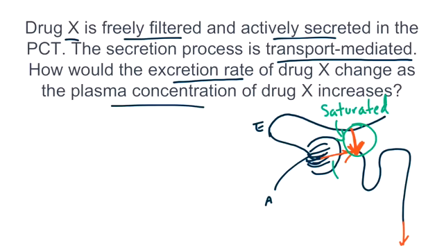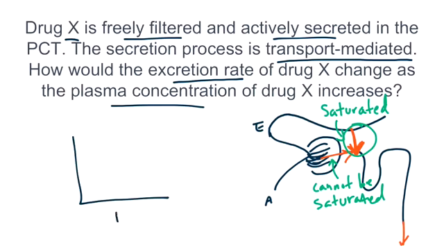On the other hand, the filtration process here cannot be saturated. This is because there are no proteins that are helping actively filter the substance from the glomerulus to the proximal convoluted tubule. So let me graph this out to show what's going on. The x-axis represents the plasma concentration of drug X, and the y-axis represents both filtration, so we'll do F for short, and the secretion of drug X. So filtration of drug X plus the secretion of drug X.